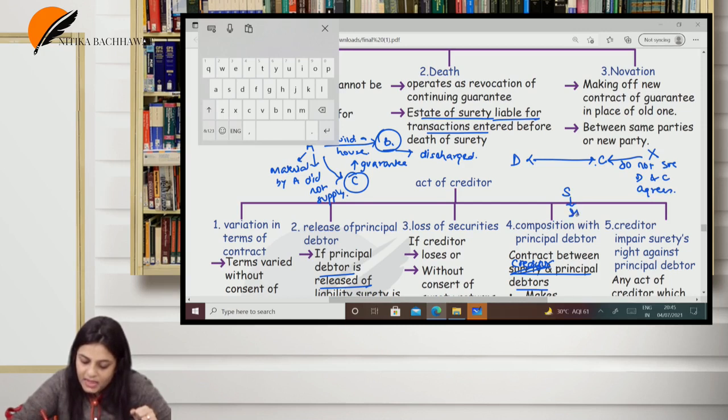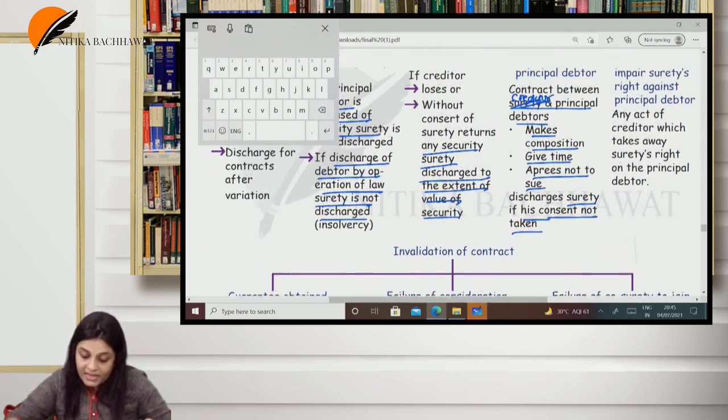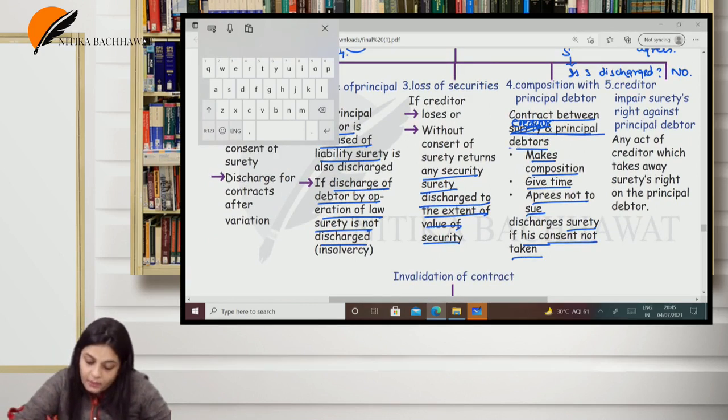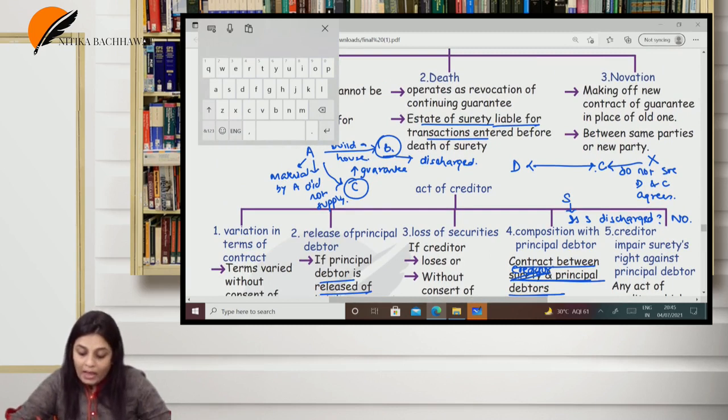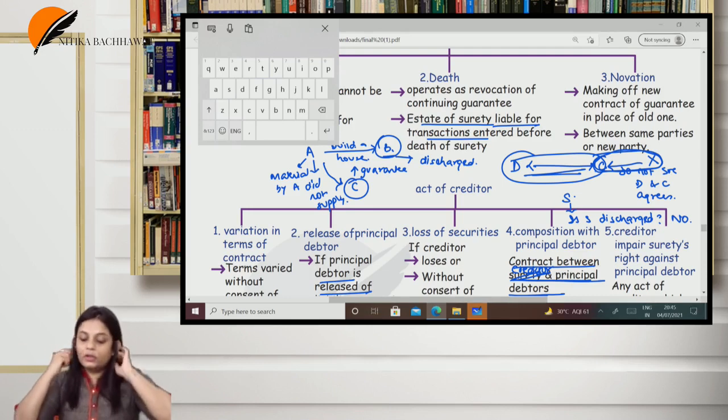So my question is, is S discharged? C and X agree that C will not sue D even if D fails to pay. Is S discharged? No. Please understand, here there should be a contract between the creditor and the principal debtor. Here the agreement not to sue is between C and X. C is the creditor but X is not the principal debtor. The agreement is not between C and D. Only when the agreement is between C and D and the surety is not informed is the surety discharged. Here the agreement is between C and X, who is an outsider. So S is not discharged. I hope it's clear to everyone.